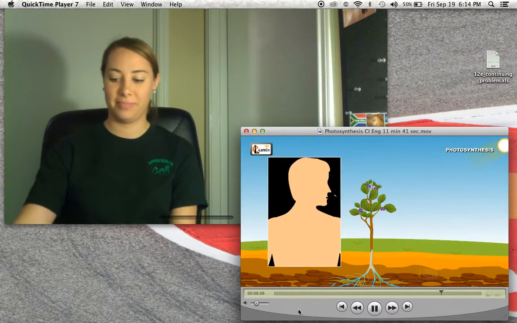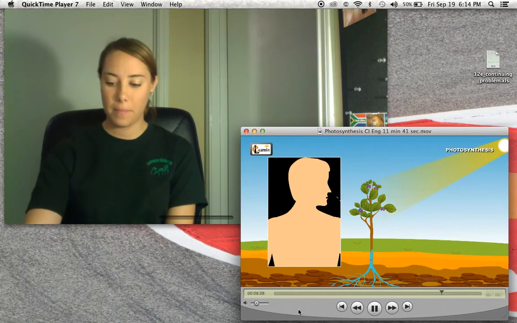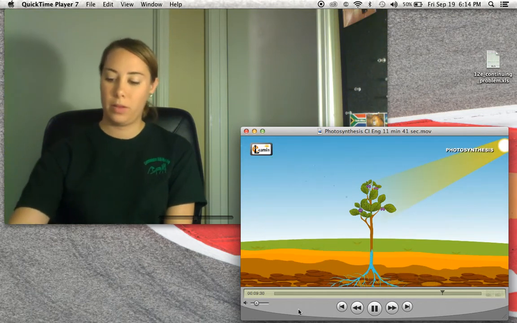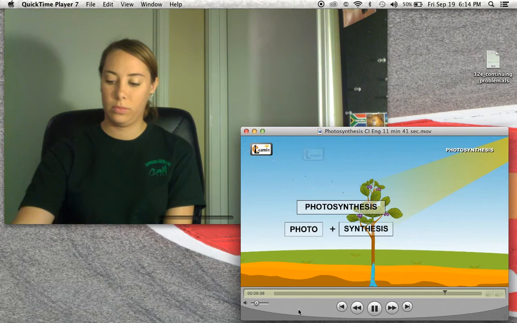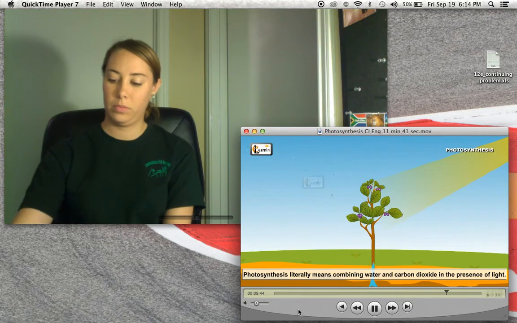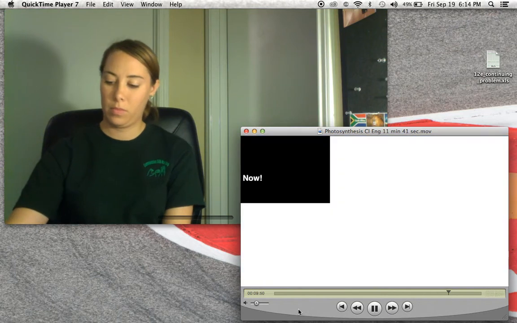Ever wondered why this process is called photosynthesis? Well, the word photosynthesis is a combination of two Greek words, photo and synthesis. Photo means light in Greek, and synthesis means putting together or combining. Hence, photosynthesis literally means combining water or carbon dioxide in the presence of light.